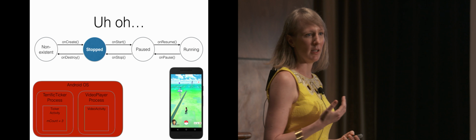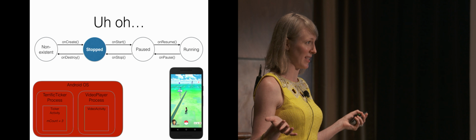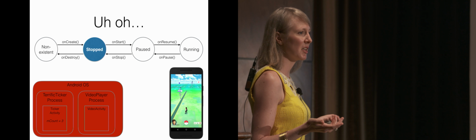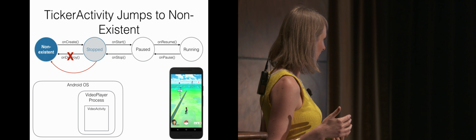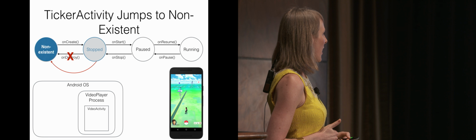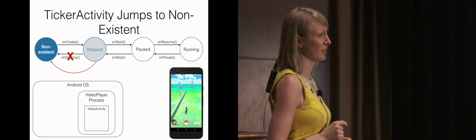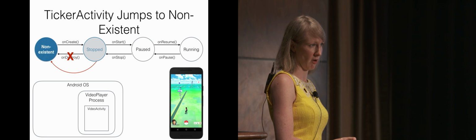But then the system says, uh-oh, Pokemon Go takes up a lot of resources. I need a lot of memory for people to play this game. It says, let me figure out what things I can get rid of. So it's going to look at your process and say, they're not really actively interacting with this ticker activity in this ticker process. I'm just going to get rid of it. So it is going to get rid of your process along with any activities and any state you have in those activities; all that gets destroyed. Also of note, onDestroy is not going to get called. So it is going to hop you from stopped to non-existent, and onDestroy never gets called.